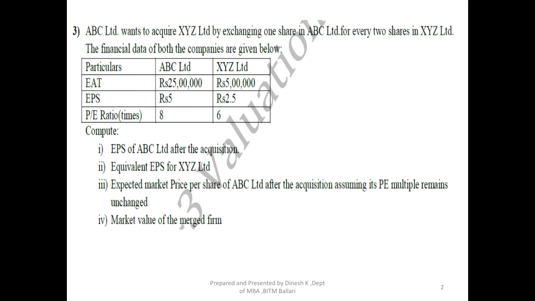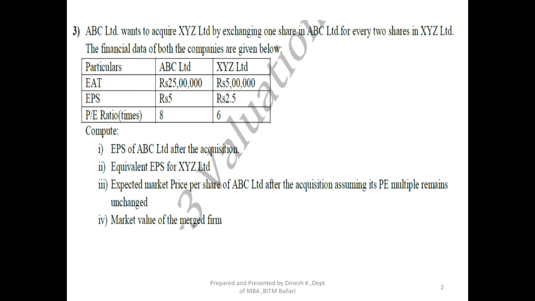So here the problem 3 is given as: ABC Limited wants to acquire XYZ Limited by exchanging one share in ABC Limited for every two shares of XYZ Limited. So here ABC Limited is an acquiring firm that is interested to acquire XYZ Limited. So here XYZ Limited is the target firm. So here the exchange ratio has already been given to you in the question.